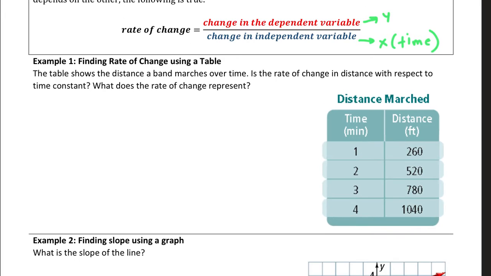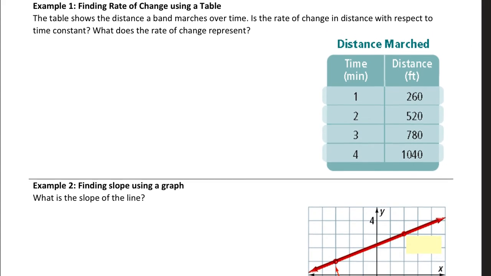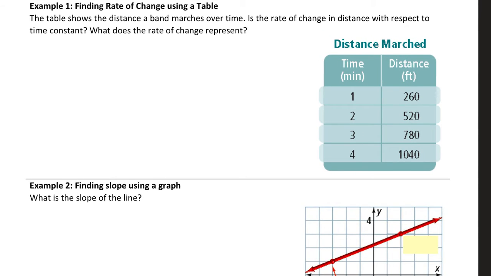So in example 1, I go over an example of rate of change. This table shows the distance a band marches over time. Is the rate of change in distance with respect to time constant? What does the rate of change represent? In this table, distance is our dependent variable. It depends on our independent variable, time. So the change in distance divided by the change in time is going to be our rate of change.